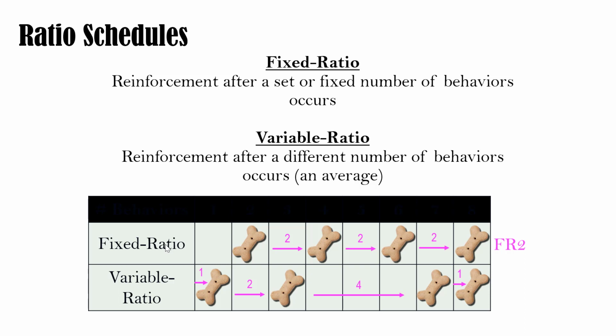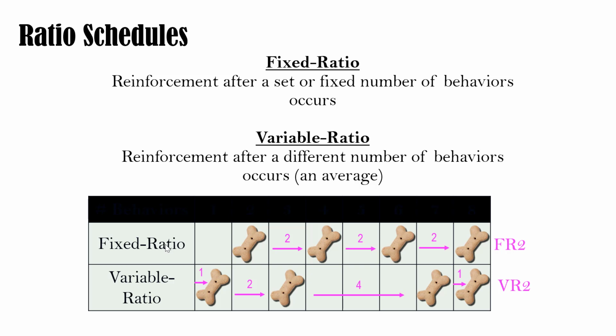So when you look at this, you're going to look at the number of behaviors on average. So this is going to be a VR2. If you took 1 plus 2 plus 4 plus 1, it's going to equal 8. And if you divide it by 4, you get 2. So you know that the dog is being reinforced for his responses on average every 2 responses.